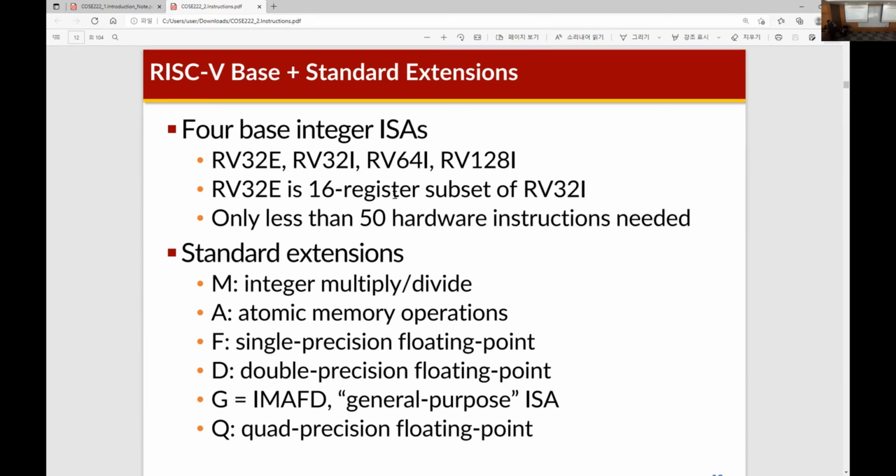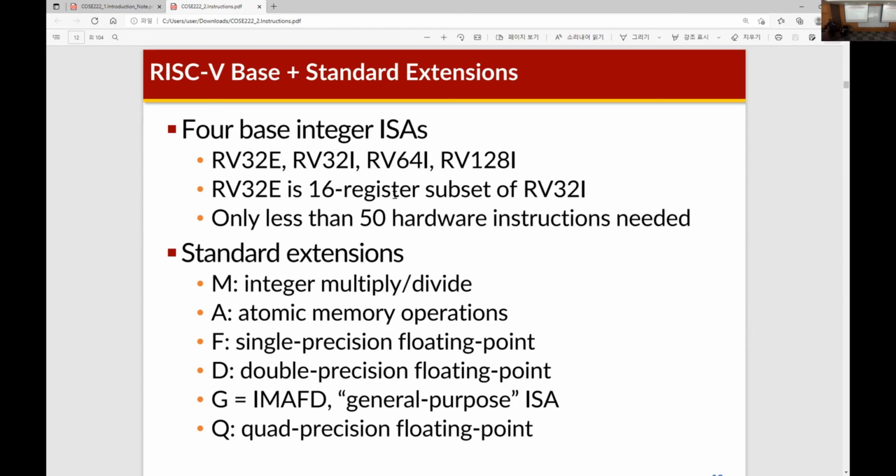And then RV32E has 16 registers. RISC-V defines that it requires a 32-entry register file. We will learn about the register file later. That is the number of registers. But RV32E only supports 16 registers. And this integer type ISA includes just 50 hardware instructions.